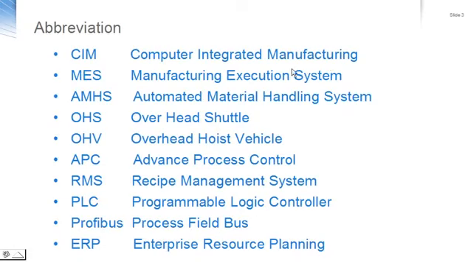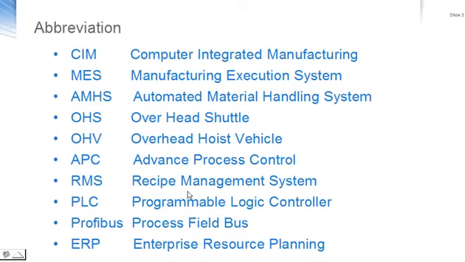CIM means computer integrated manufacturing. MES means manufacturing execution system. AMH means automatic material handling system. OHS means overhead shuttle. OHV means overhead hoist vehicle. APC means advanced process control.